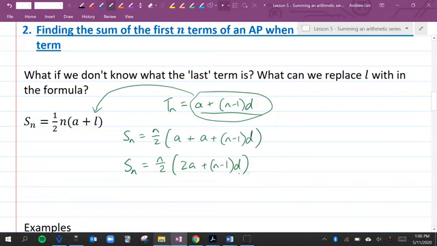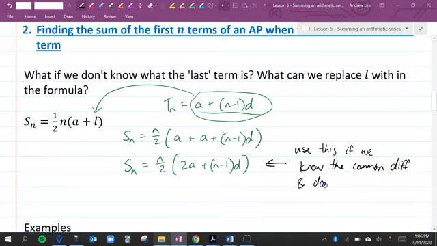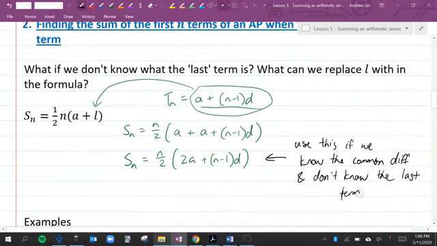So if we don't know what the last term is, we will use this formula if we know the common difference and don't know the last term. Okay, so these two formulas are important. We use the one that I'm highlighting right now when we know the last term, and we use this one when we don't know the last term.